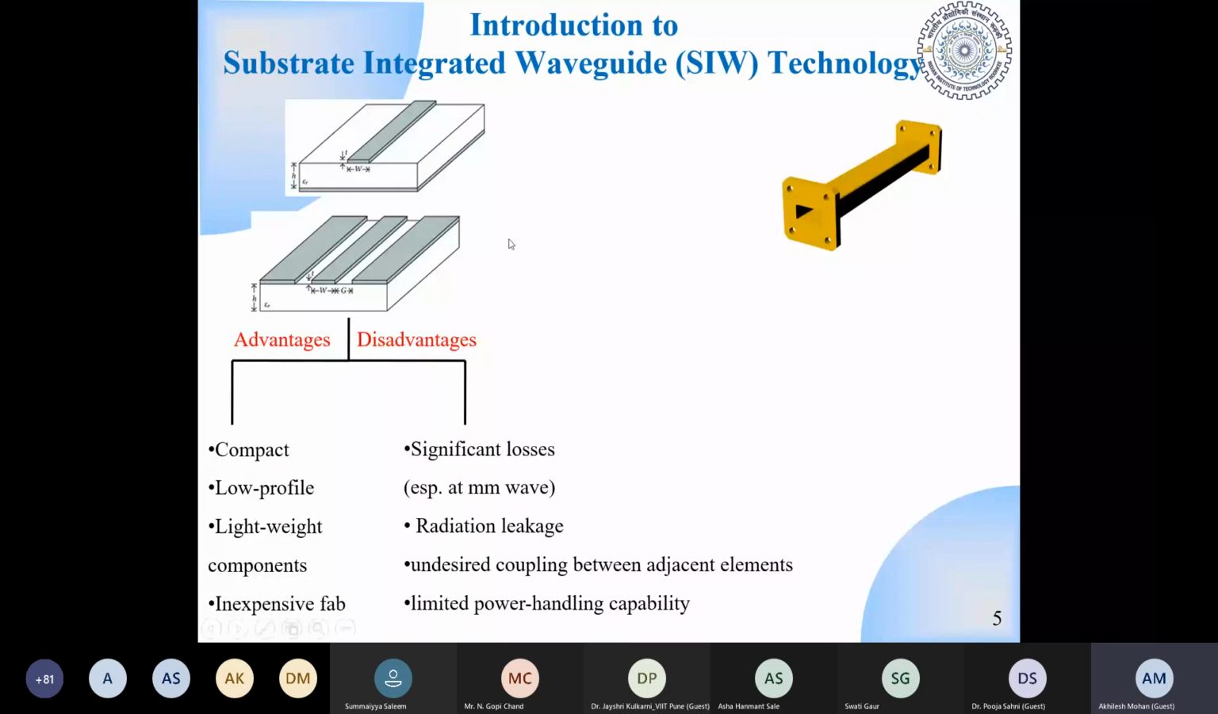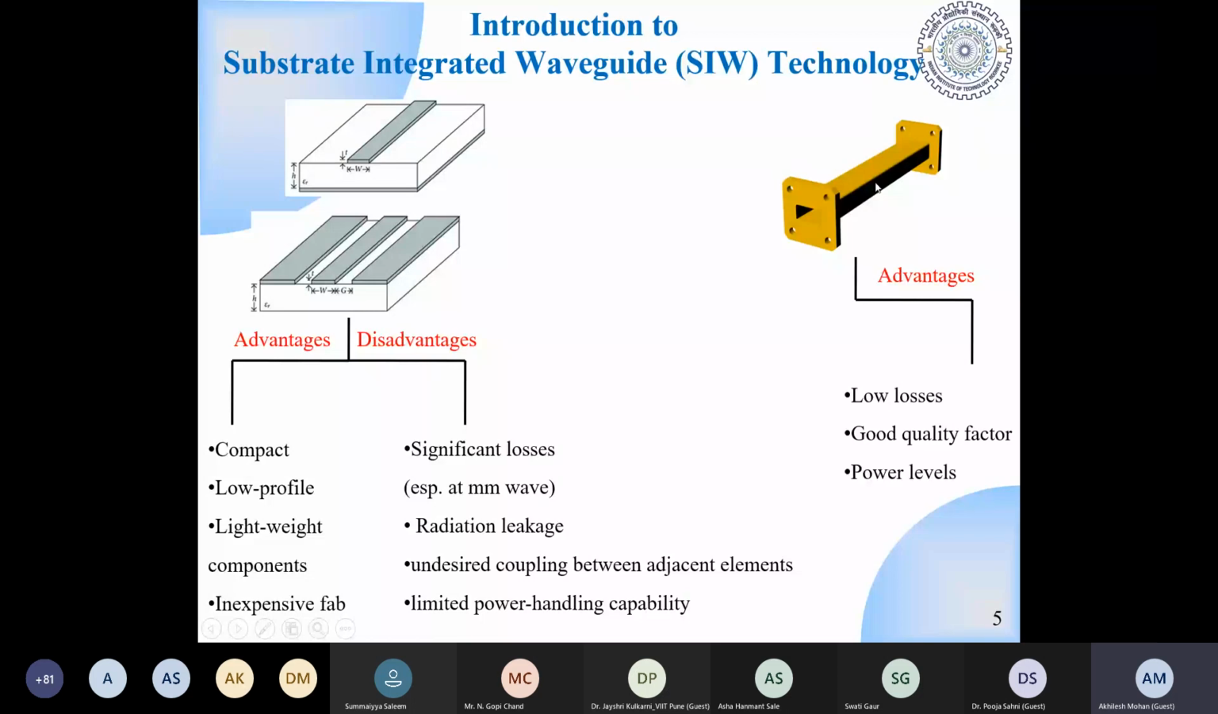Now the 3D structures, that is circular or rectangular waveguide, again have certain advantages. They are low loss, meaning their path loss is very low, and components designed with them have very low loss. They have a very good quality factor. Quality factor here is very high. Maybe you can achieve a quality factor of 7 to 8,000, but in a planar structure, for a microstrip resonator, you will have a maximum of only 300.